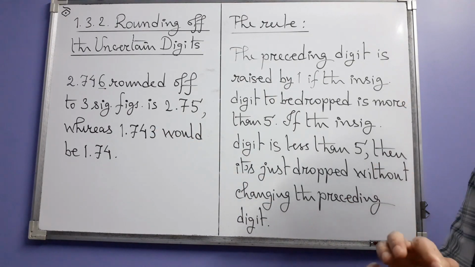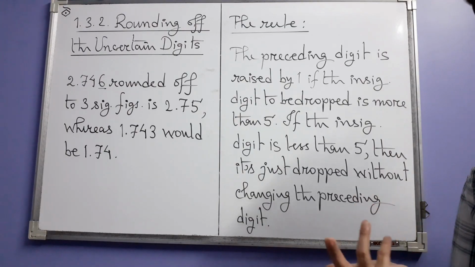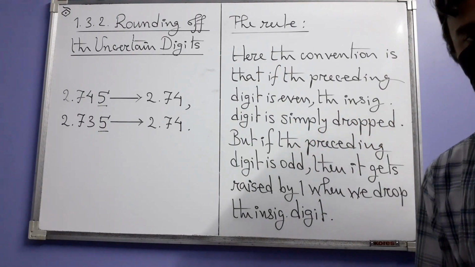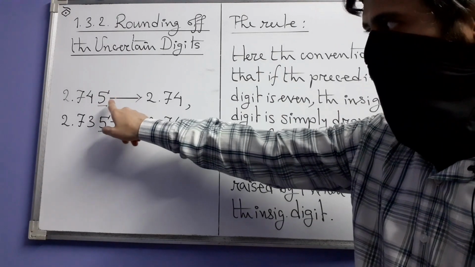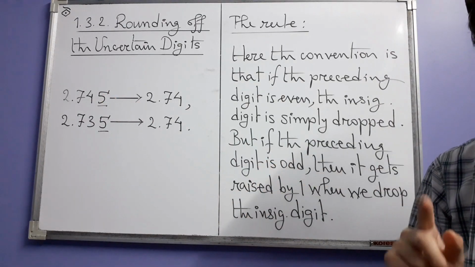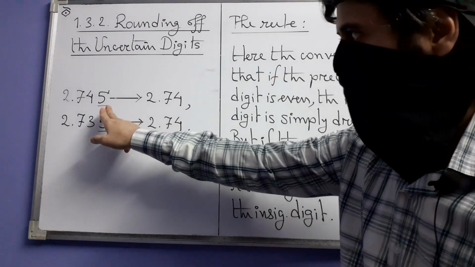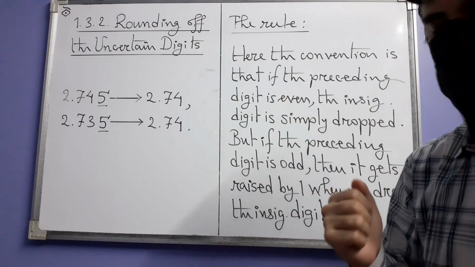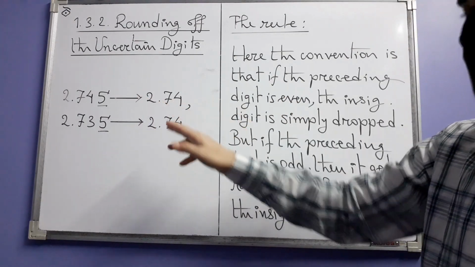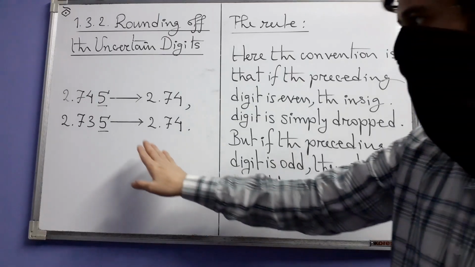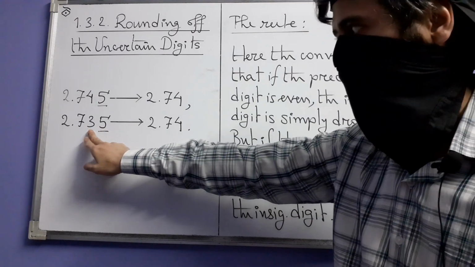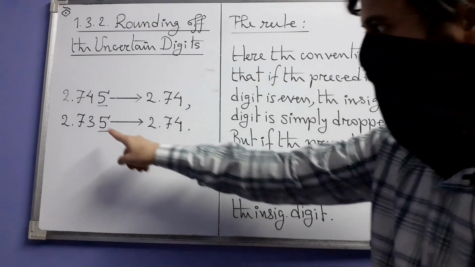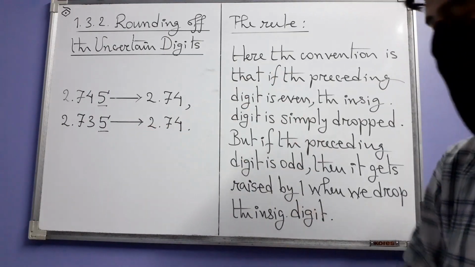However, if the digit to be dropped is equal to 5, then what are the rules? Let's see. Here the rules are these. So here the insignificant figure, that is the one to be dropped, is exactly equal to 5. Now if the preceding digit is even, then we do not do anything to it. When we drop 5, 2.745 becomes 2.74. However, if the preceding digit is odd and the insignificant digit is 5, then we add 1 to the preceding digit. So 2.735 becomes 2.74.